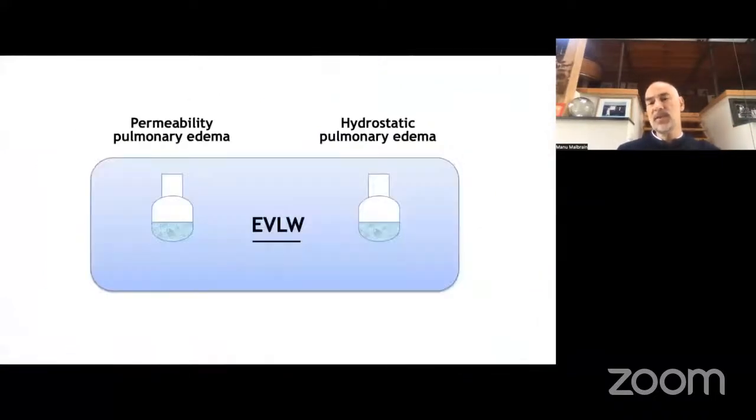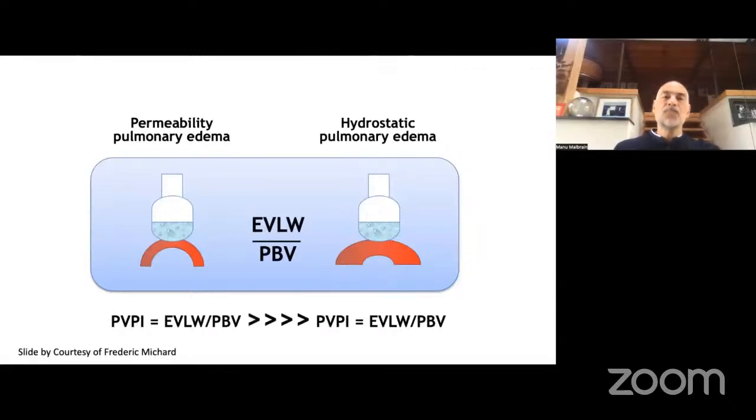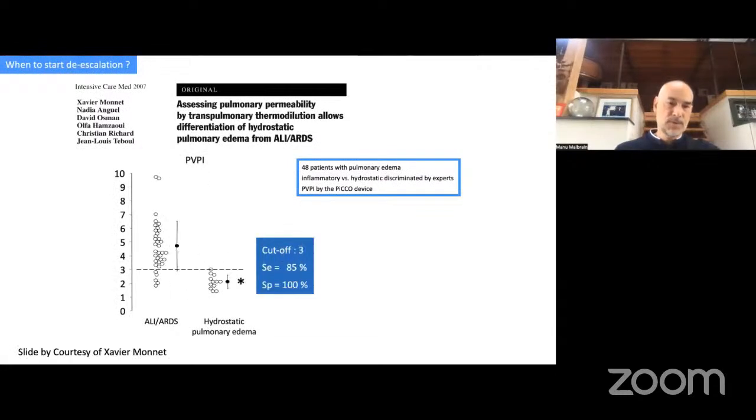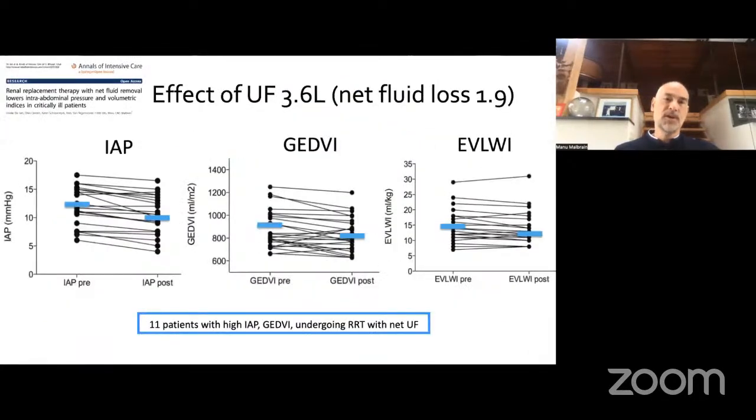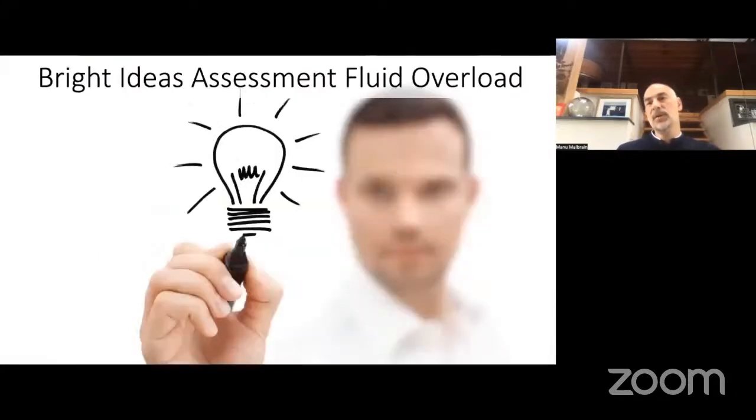What about PVPI, pulmonary vascular permeability index? If you have on the left hyperpermeability edema, it's the ratio between lung water and pulmonary blood volume, PVPI will be much higher in permeability edema and sepsis compared to cardiac edema. And again, Monnet and co-workers were able to separate with a cutoff of 3 ARDS from cardiogenic edema. So that might be interesting as well. And abdominal pressure, if it's increased, you can decrease it by removing excess fluid. So a high abdominal pressure, and again, the trend over time may be an important parameter.